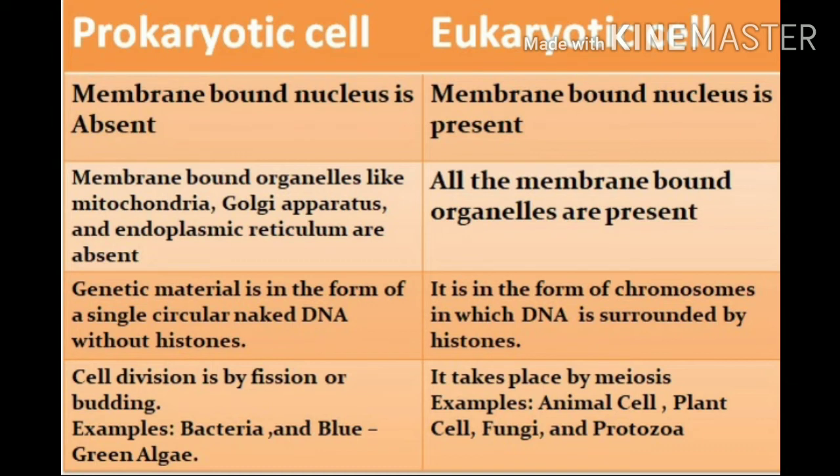Prokaryotic cell examples are bacteria and blue-green algae. Eukaryotic cell examples are all living organisms like animal cells, plant cells, fungi and protozoa.